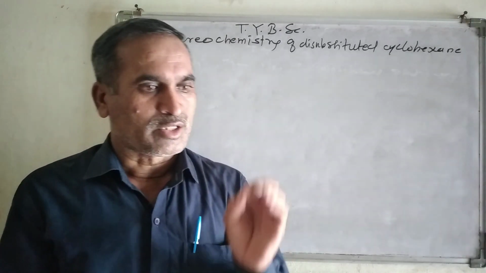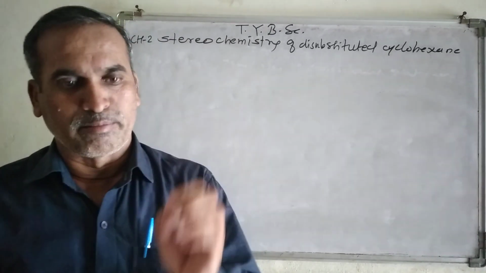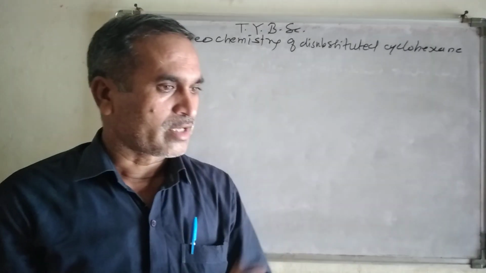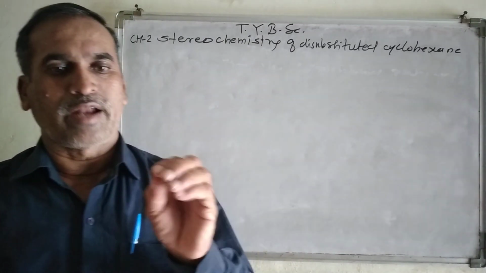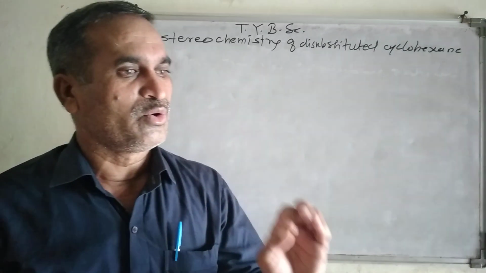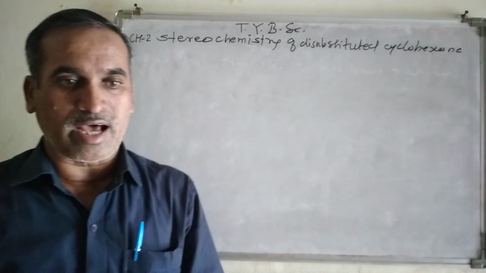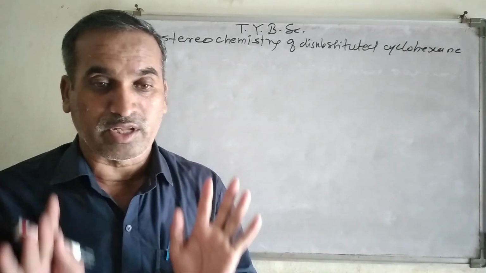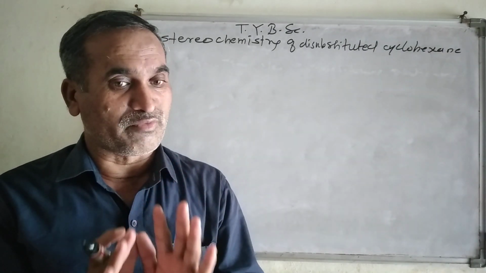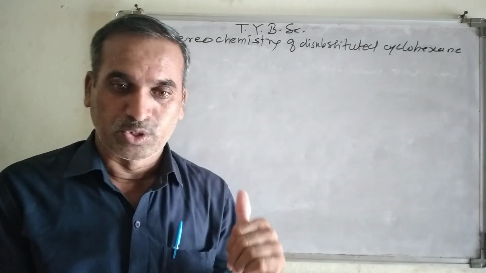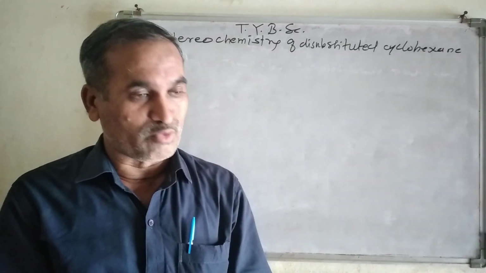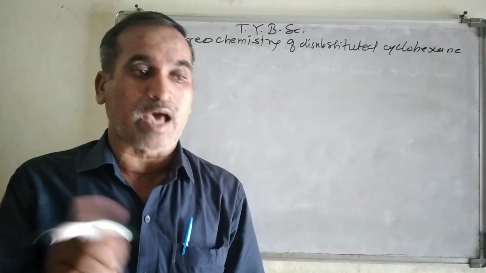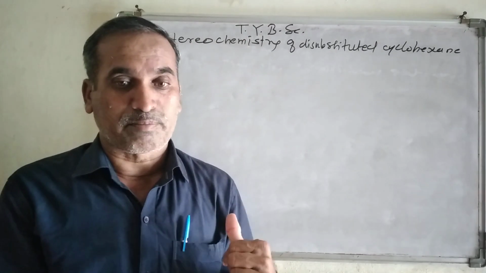Number 1, geometrical isomerism. Number 2, optical isomerism. Number 3, conformational isomerism. And number 4 is relative stability. These are the reference points. We are studying this chapter only. Remember, this chapter is very important. As I told you in yesterday's lecture also, why it is important: because a 5 mark question always appears on this chapter.